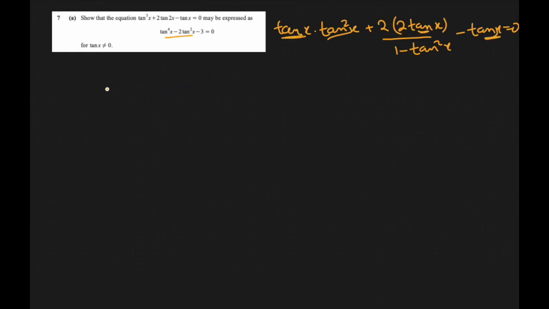So I'm doing tan x times tan square x, this one, plus 2 tan 2x, whose expansion will be 2 tan x divided by 1 minus tan square x. Then we have minus tan x equal to 0. So I got tan square here, and I got tan here as well. So now I will take tan common from all three of them. See, this is tan, and this is tan. Let's get rid of tan.